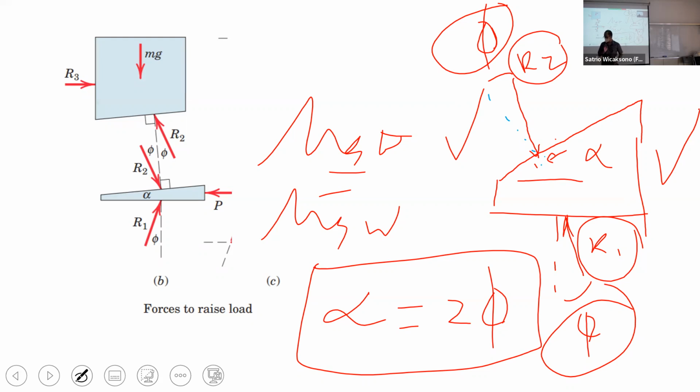Okay, now my question. If mu s of the top one and the bottom one is different, what is the limit of self-locking? Anyone can answer. If mu s of the top wedge friction and the bottom wedge are different, okay? What is the value of alpha?